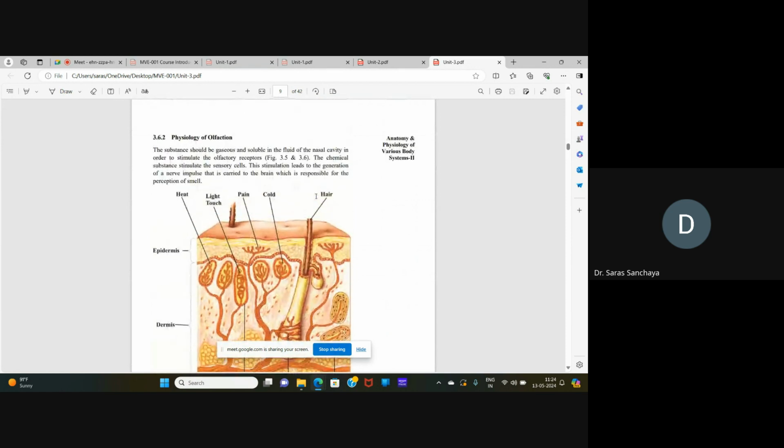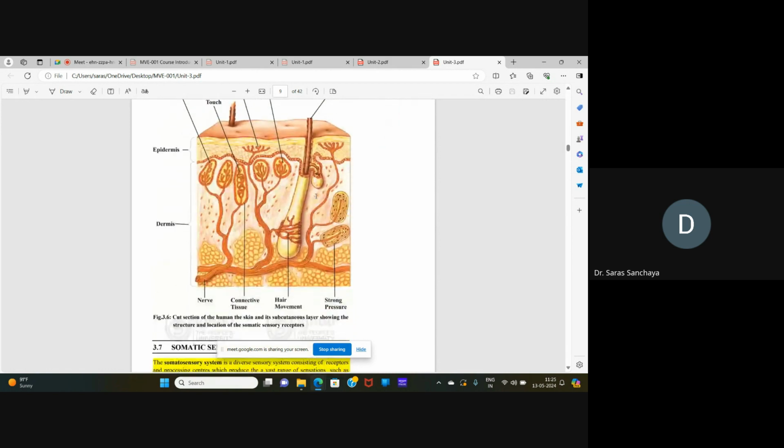Now, physiology of olfaction. The substances should be gaseous and soluble in the fluid of the nasal cavity in order to stimulate the olfactory receptors. The chemical substances stimulate the sensory cells. This stimulation leads to the generation of nerve impulse that is carried to the brain, which is responsible for the perception of smell in the human body.